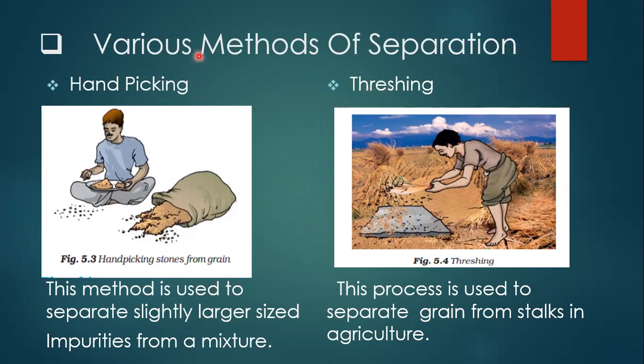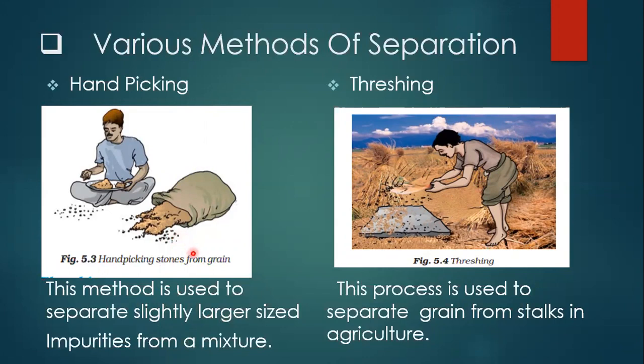First, various methods of separation are taken, starting with hand picking. The hand picking method is used to separate slightly larger sized impurities from a mixture. This is the figure showing hand picking, and this method is used to separate slightly larger sized impurities like stones or broken grains from pulses and grains.